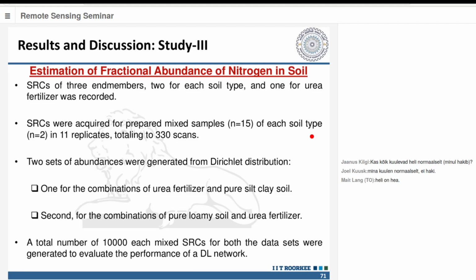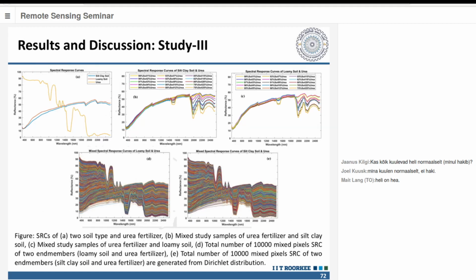Two sets of abundances were generated from Dirichlet distributions, one for the combination of urea fertilizer and pure silty clay soil, and second for the combination of pure loamy soil and urea fertilizer. A total of 10,000 mixed spectral reflectance curves for each data set were generated to evaluate the performance of a deep learning network.